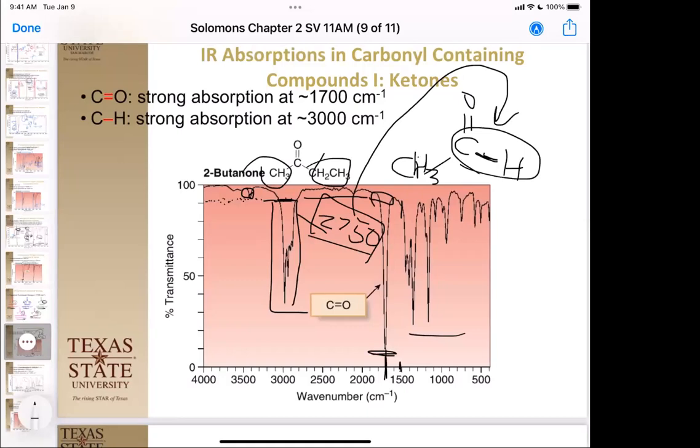Nice little sharp peak. So that's how you can tell the difference between an aldehyde and a ketone. If all you have is your carbonyl peak at 1700, and you're saying, well, is there an aldehyde peak? Well, the aldehyde will have that peak at 2750. The ketone will not. Okay. I just want to give you a little bit extra on that one.